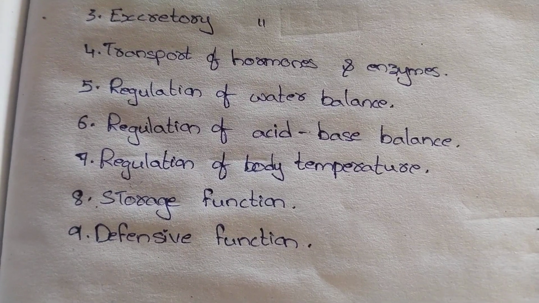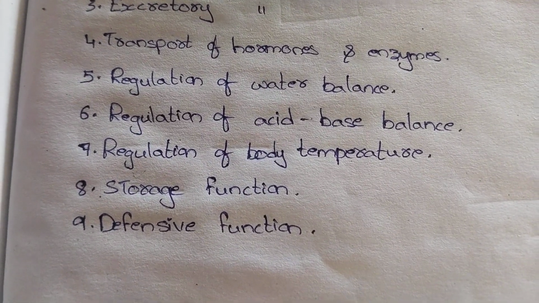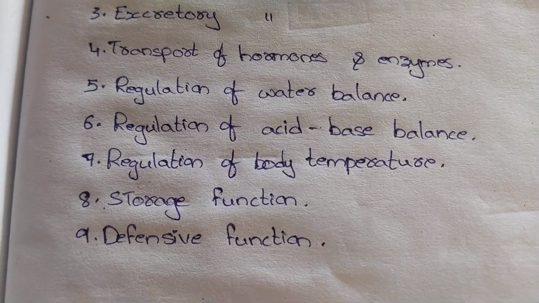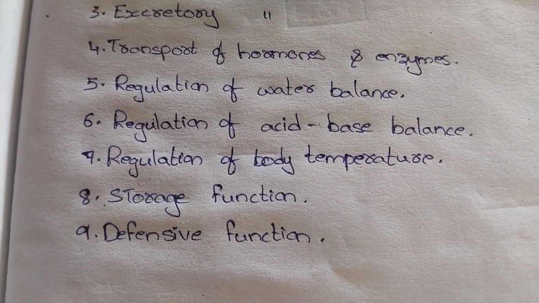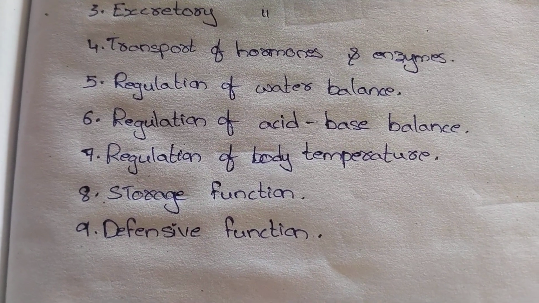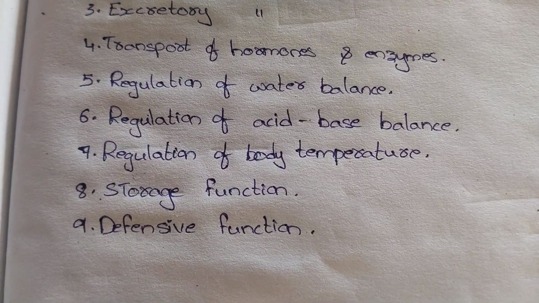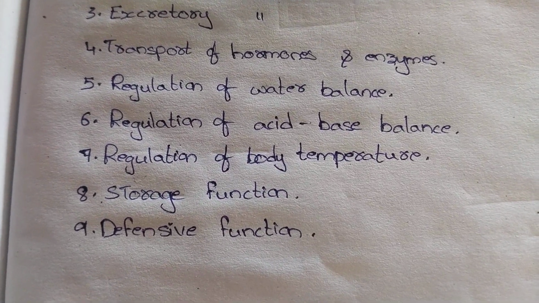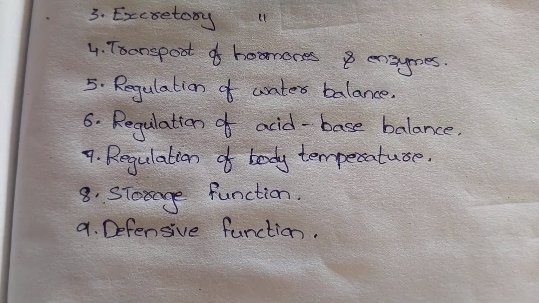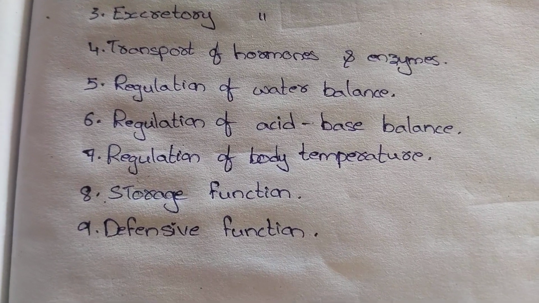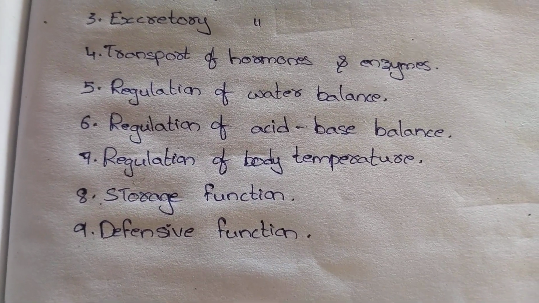Next one is storage function. Water and some important substances like protein, glucose, sodium, and potassium are constantly required by the tissues. Blood serves as storage for all these types of materials to prevent starvation, fluid loss, electrolyte loss, etc.